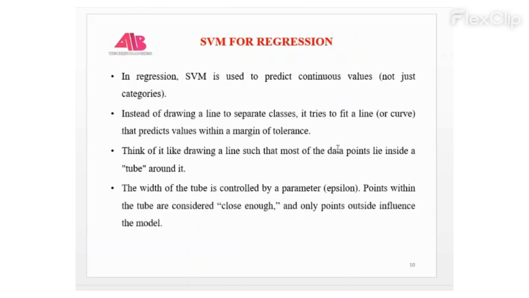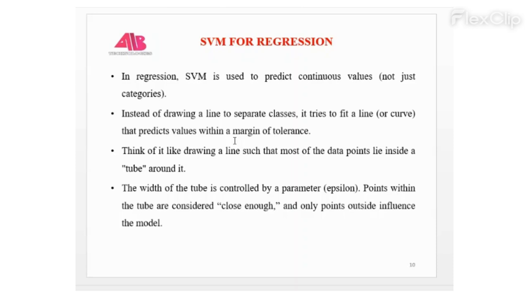So, support vector machine for regression. Support vector machine for regression is not separating groups; instead it tries to predict numbers like prices, temperature or scores. Imagine you have a line that follows the trend of the data, but instead of trying to pass exactly through the data points, SVM creates a tube, a small band around the line. So if the points fall inside the tube, they are close enough, so the model does not worry about them. Only the data outside the tube affects how the line is adjusted.